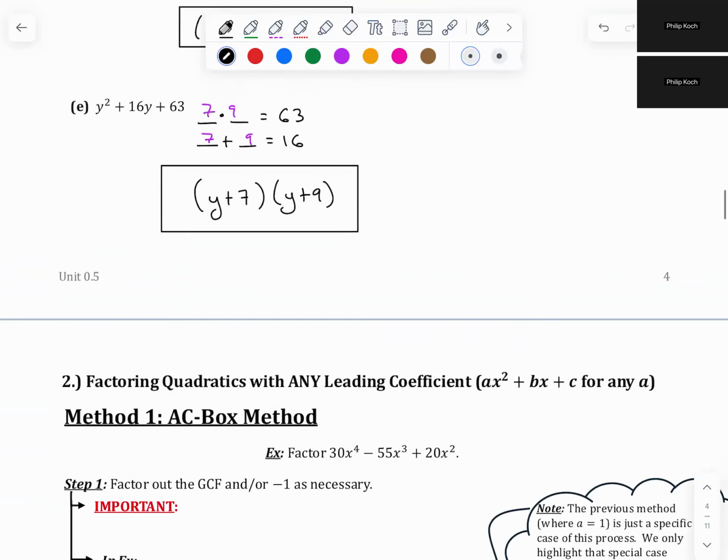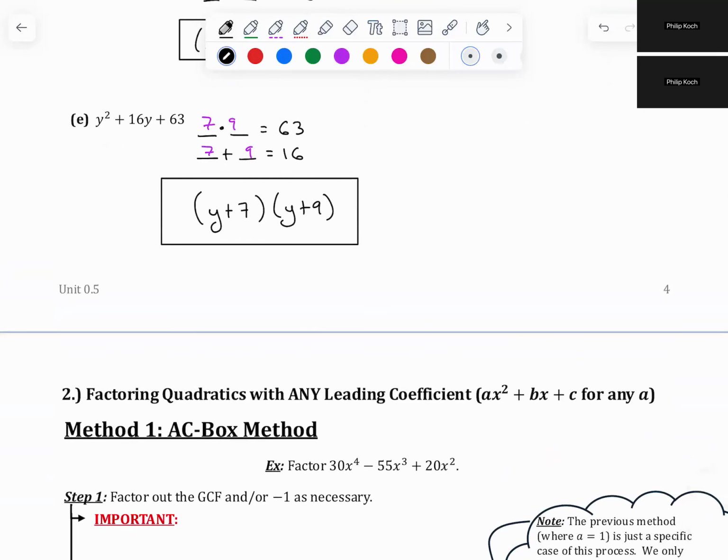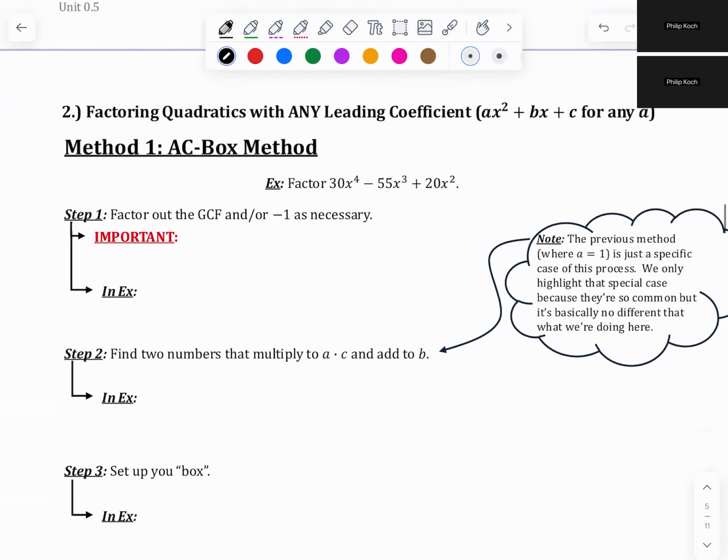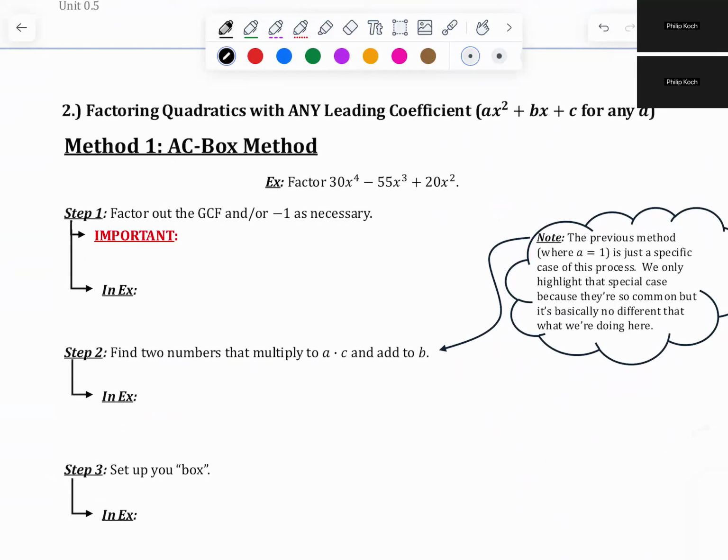Okay. So looking at the time, oh, we're perfectly out of time. That's excellent. We'll come back next time with factoring quadratics with any leading coefficient. And that's what we'll learn next time, how to factor those things in that situation.